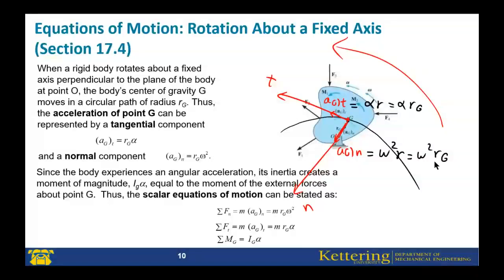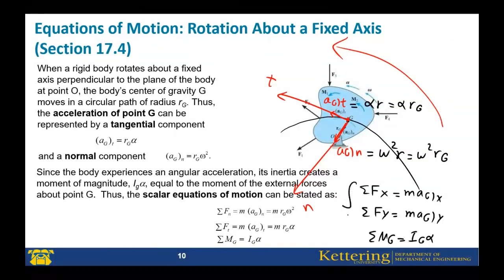Now, use the equations of motion. You learned them before: m AGx, sigma Fy. I solved several examples. Sigma MG equals IG alpha. These are the equations for the translational motion. Now, if instead of x I put t, and instead of y I put the normal force, this equation will also be similar to this.